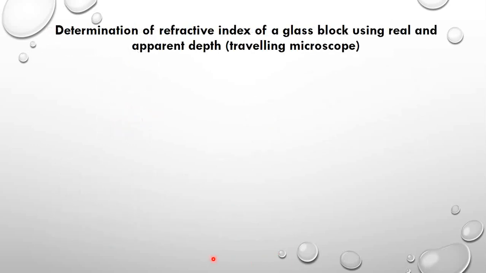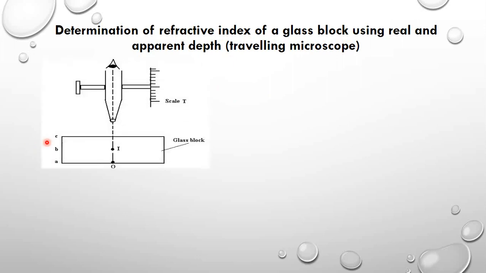Let's look at the determination of the refractive index of a glass block using real and apparent depth, or using a traveling microscope. So here this is the method where we are using real and apparent depth, but we are mainly going to use this instrument, this traveling microscope. So what are we going to do in this case? We are getting the refractive index of the glass block. Before we place the glass block, we are going to make a mark on a white sheet of paper. The setup is going to look like that.